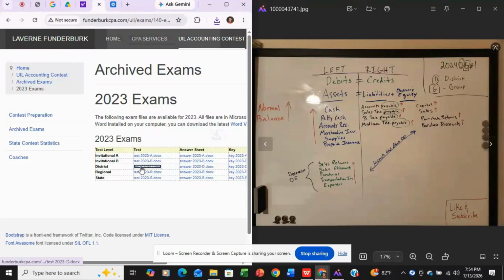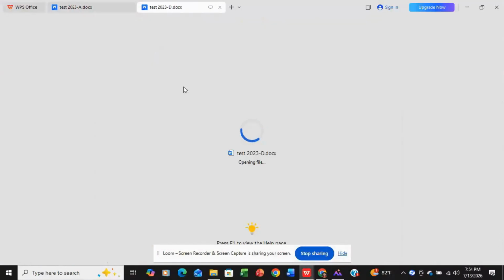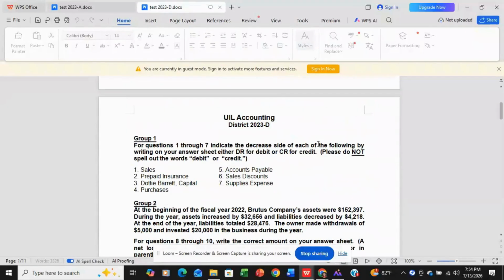When you open up a test, you'll be able to see that usually the first group has to do with debits or credits. They basically want you to write down if the normal balance is a debit or a credit.